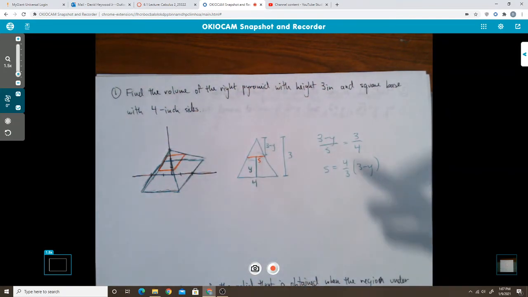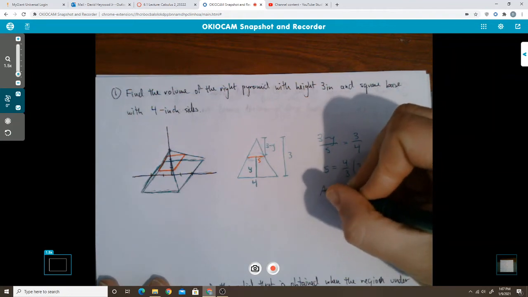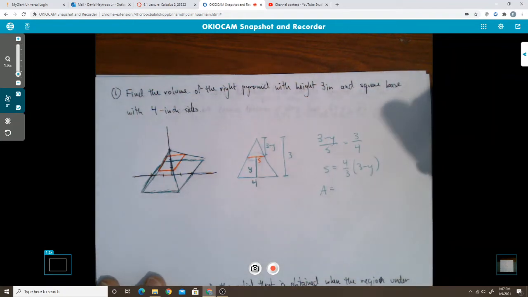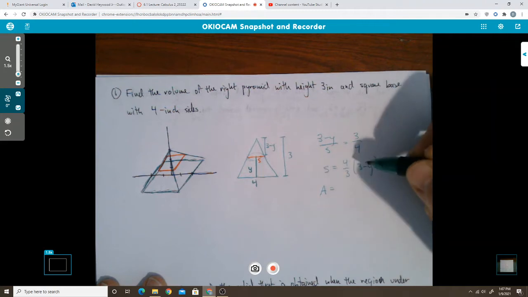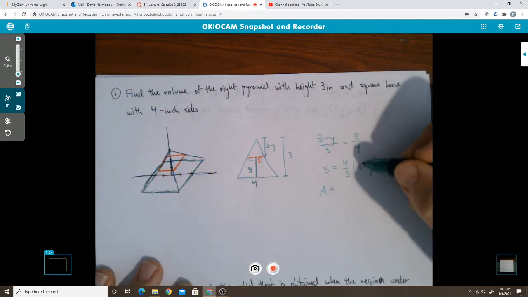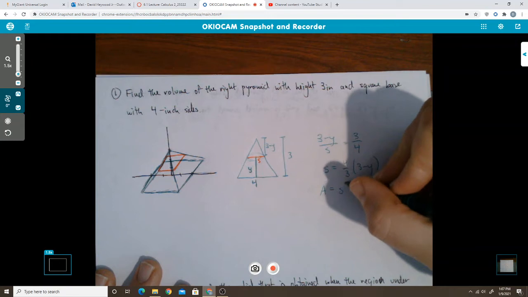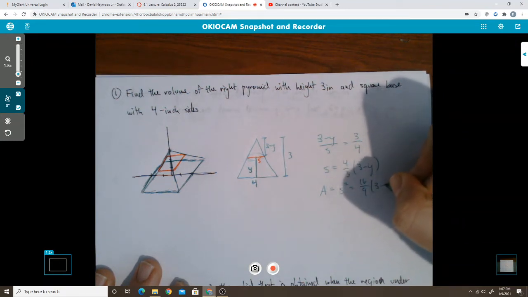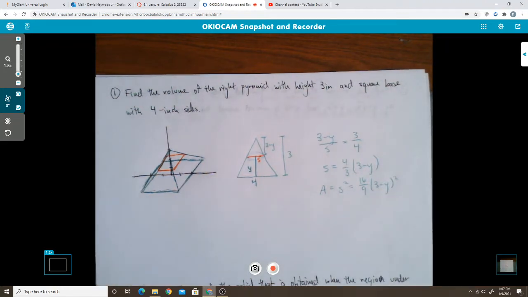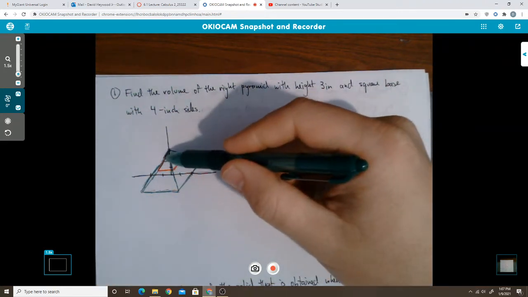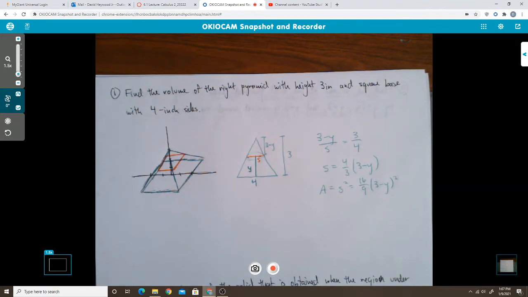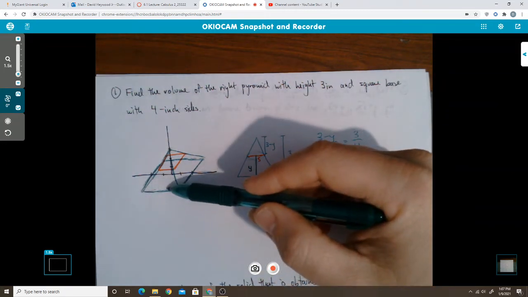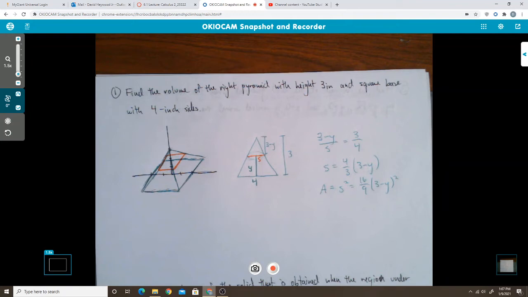That's good, because now I can say the area of the square is base times height, or length times width. So it's just side times side, right? It's just S squared. So that's going to be 16/9 times 3 minus y squared. Okay, so this is the area of just a random square cross section of this pyramid. This is going to be the area of that square. So if I can add up all of those areas, then I get the volume of the pyramid.